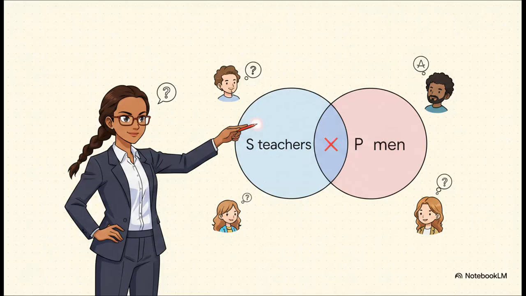And our last one, Form 4, some S are not P. An example could be some teachers are not men, and just like before, that X is key. It asserts existence. But this time, we put the X inside the subject circle, teachers, but clearly outside the predicate circle, men. That X represents at least one actual teacher who is not a man.